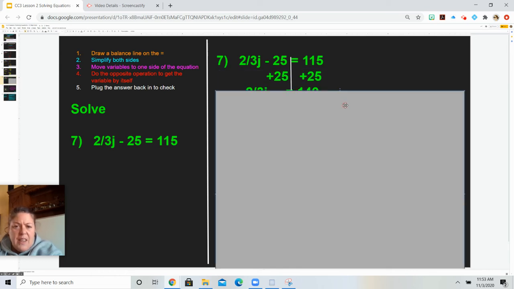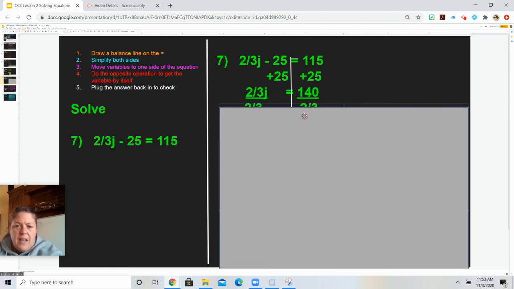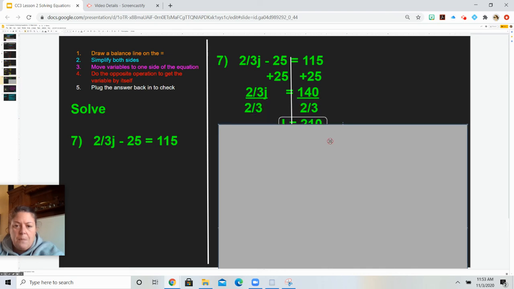So if you said that I need to add 25 to both sides, you are absolutely correct. We need that 25 to cancel out and make a 0 pair. So I'm going to add that 25 to both sides. And then on the left-hand side, that leaves me with this 2/3 j equals 140. Now, what we've done here is we've gotten to the same point as most of the equations, 1 through 5, in this example, to where now all we have left to do is to divide by 2/3.